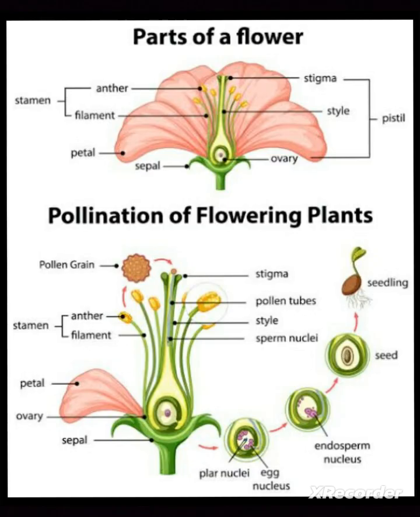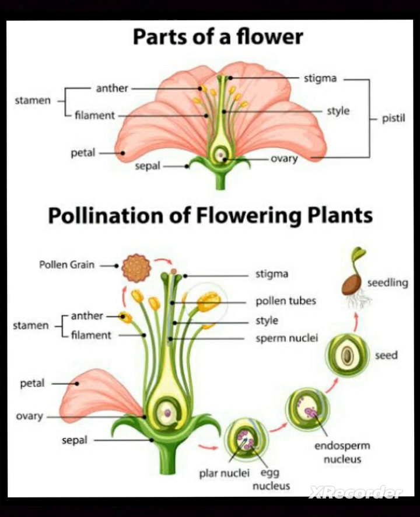Stamen is the male reproductive part, which produces pollen grains that are yellowish in color. Pistil is present in the center of the flower and is the female reproductive part. It is made up of three parts. The swollen bottom part is the ovary, the middle elongated part is the style, and the terminal part is the stigma, which is sticky in nature. The ovary contains ovules and each ovule has an egg.